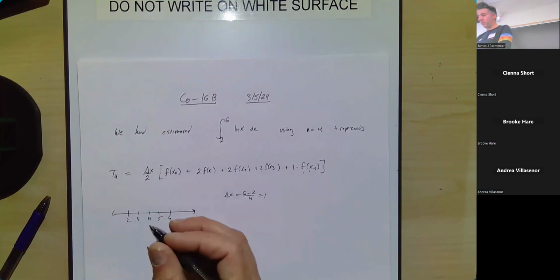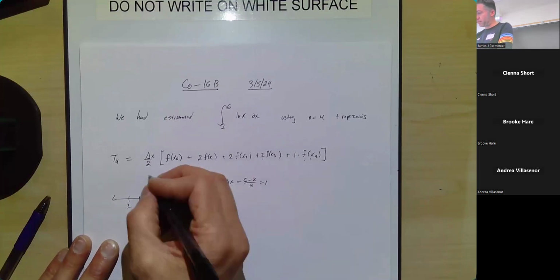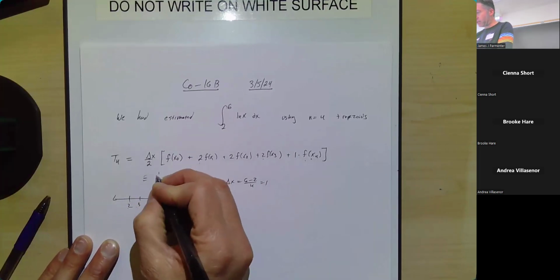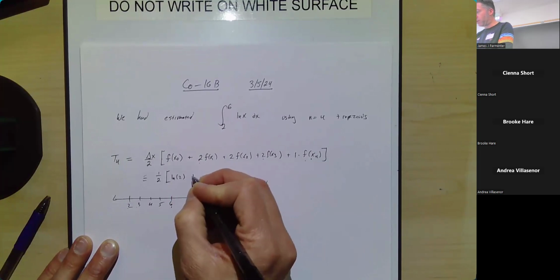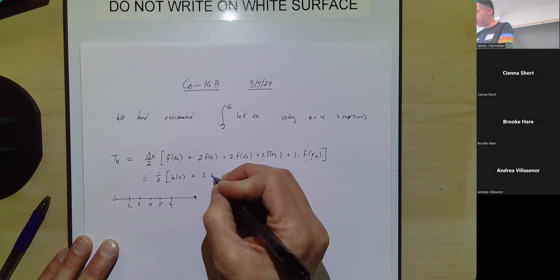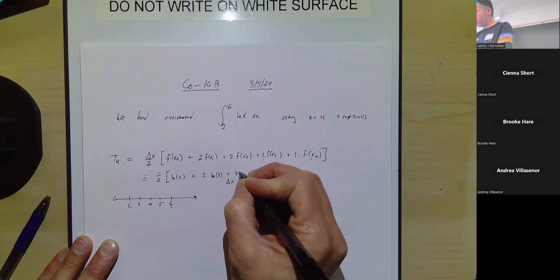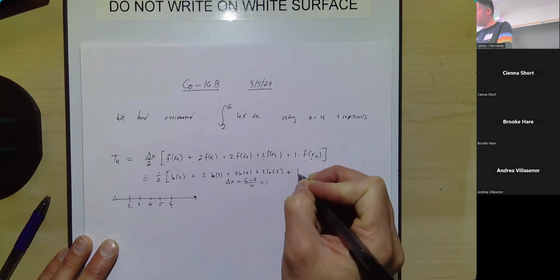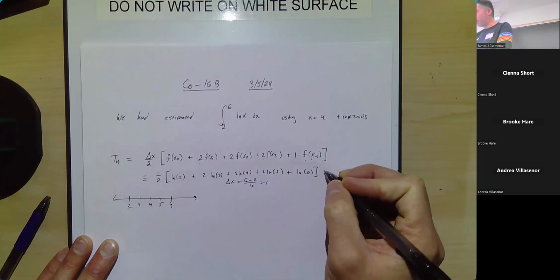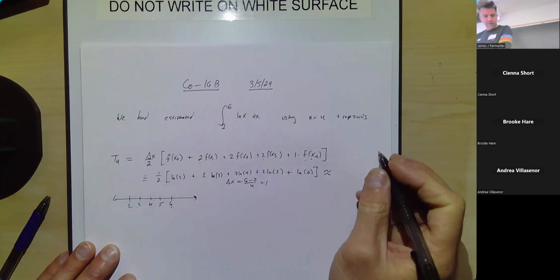And so in this example, this would equal delta x over 2 times the natural log of 2 plus 2 times the natural log of 3 plus 2 natural log of 4 plus 2 natural log of 5 plus natural log of 6. You bust out a calculator and you get approximately 5.34.